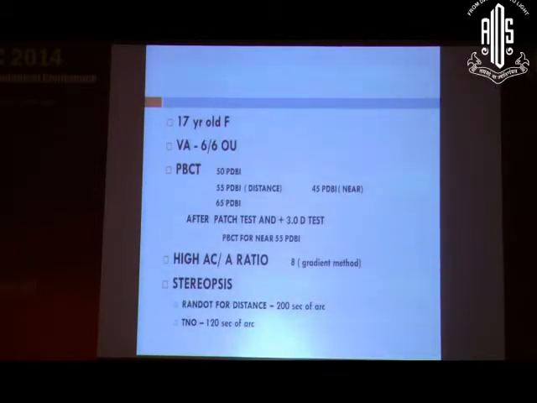In this particular case, the measurements were 55 prism diopters for distance. For near it was around 45 prism diopters. The up gaze was 50 prism diopters and down gaze was 65, so a 15 prism diopter difference, right? So almost 50 prism diopters for distance. After the patch test plus the rapid test, the deviation for near increased to 55, almost the same as for distance. And the AC/A ratio in this particular case was on the higher side, around 8 by the gradient method. Stereopsis for distance showed around 200 seconds of arc, and for near it was 120 seconds of arc.